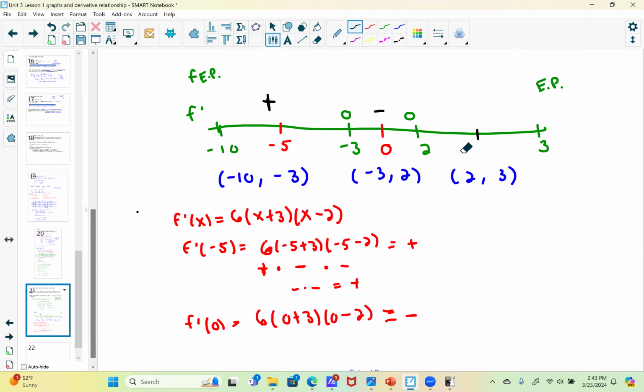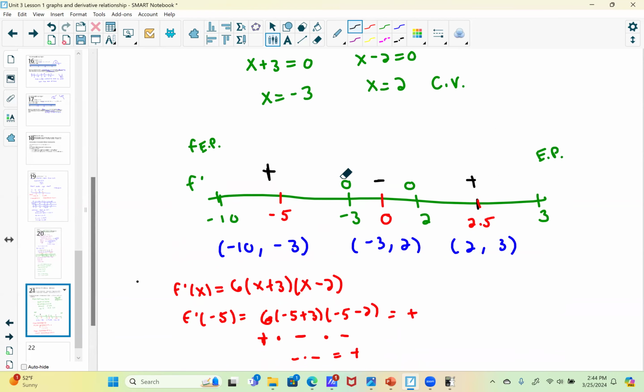So I have to do between 2 and 3. I'm going to do 2.5. Okay, so we're going to find f prime of 2.5. And this one is a positive. These are all positive. Again, if you want to type it in your calculator and just confirm, you get a positive. Okay, so then I can see what is happening for f.